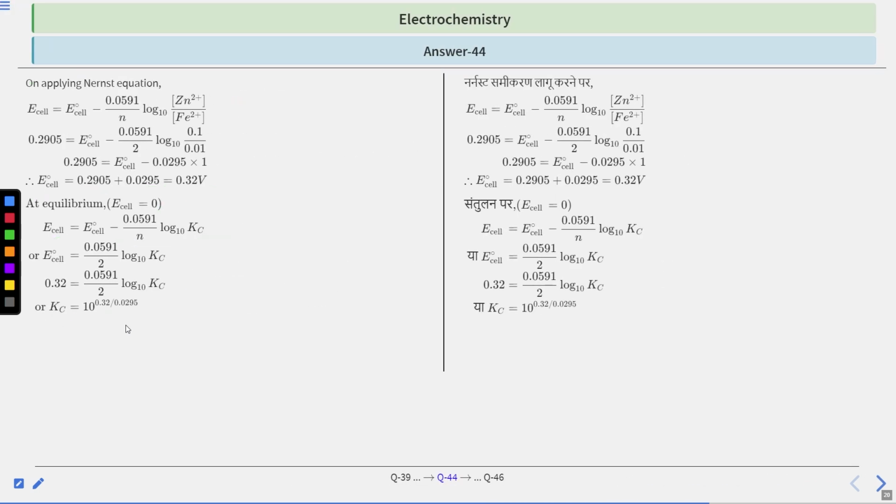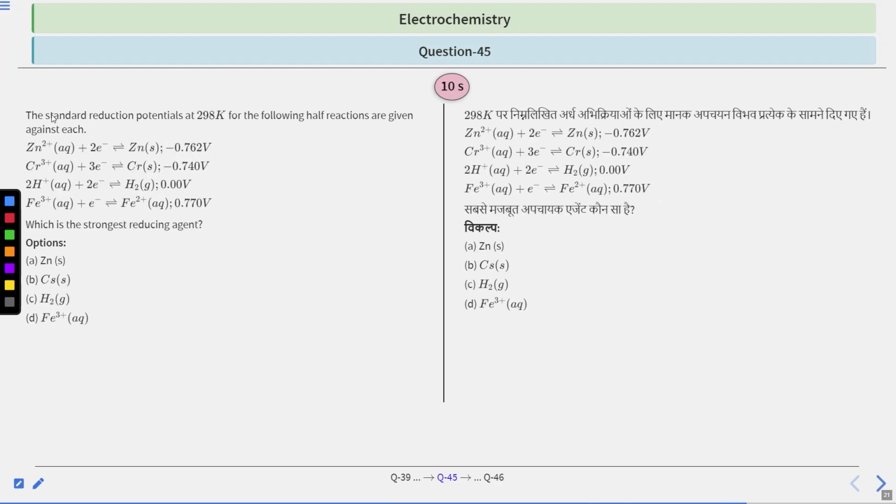Okay, now let's move to the next question. Question number 45. The standard reduction potentials at 298 Kelvin for the following half reactions are given against each. So we have been given some reactions and the standard electrode potential for each of them. What we have to find out is the strongest reducing agent among them. Options are zinc, cesium, H2 or Fe3+. You have 10 seconds to solve this question. After that, we will see the answer.